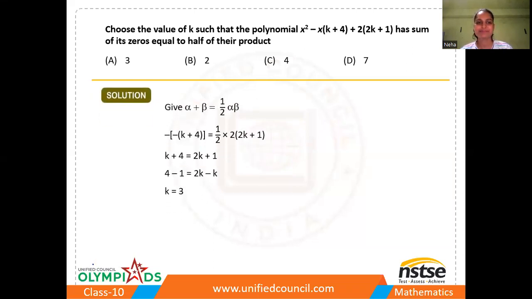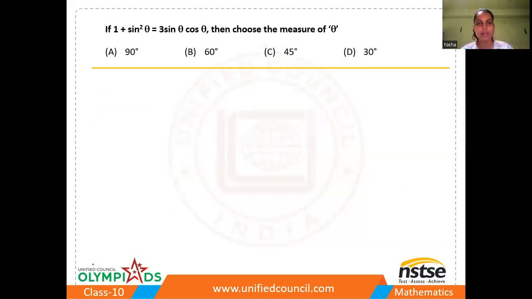Clear? Now let me show you the next question. Alright, so here is the next question: 1 plus sine square theta is equal to 3 sine theta cos theta. That is again a question from trigonometry. So basically in your exam you can see 2 or 3 questions at least from trigonometry. Let me solve this question for you. Here we have to choose the value of theta.